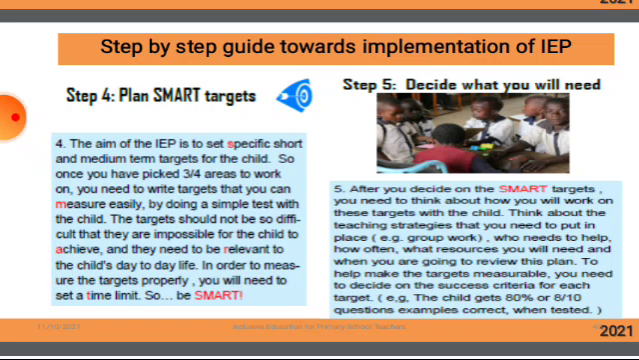SMART: simple, measurable, achievable, realistic, time-bound. The aim of the IEP is to set specific short and medium-term targets for the child. So once you have picked the 3 or 4 areas to work on, you need to write a target that you can measure easily, by doing a simple test with the child.